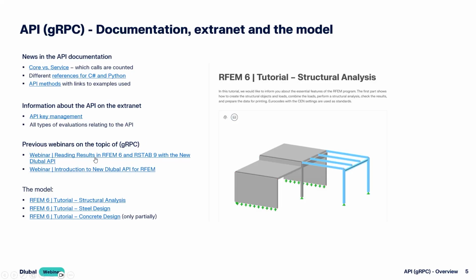Okay, and then of course we go to the model. We start with the structural analysis of this model here. You can see it on the right hand side. Then we walk through the settings of the steel design and then a little bit of the concrete design. Of course, we do all this with the API itself to make sure that you get an idea how it works.